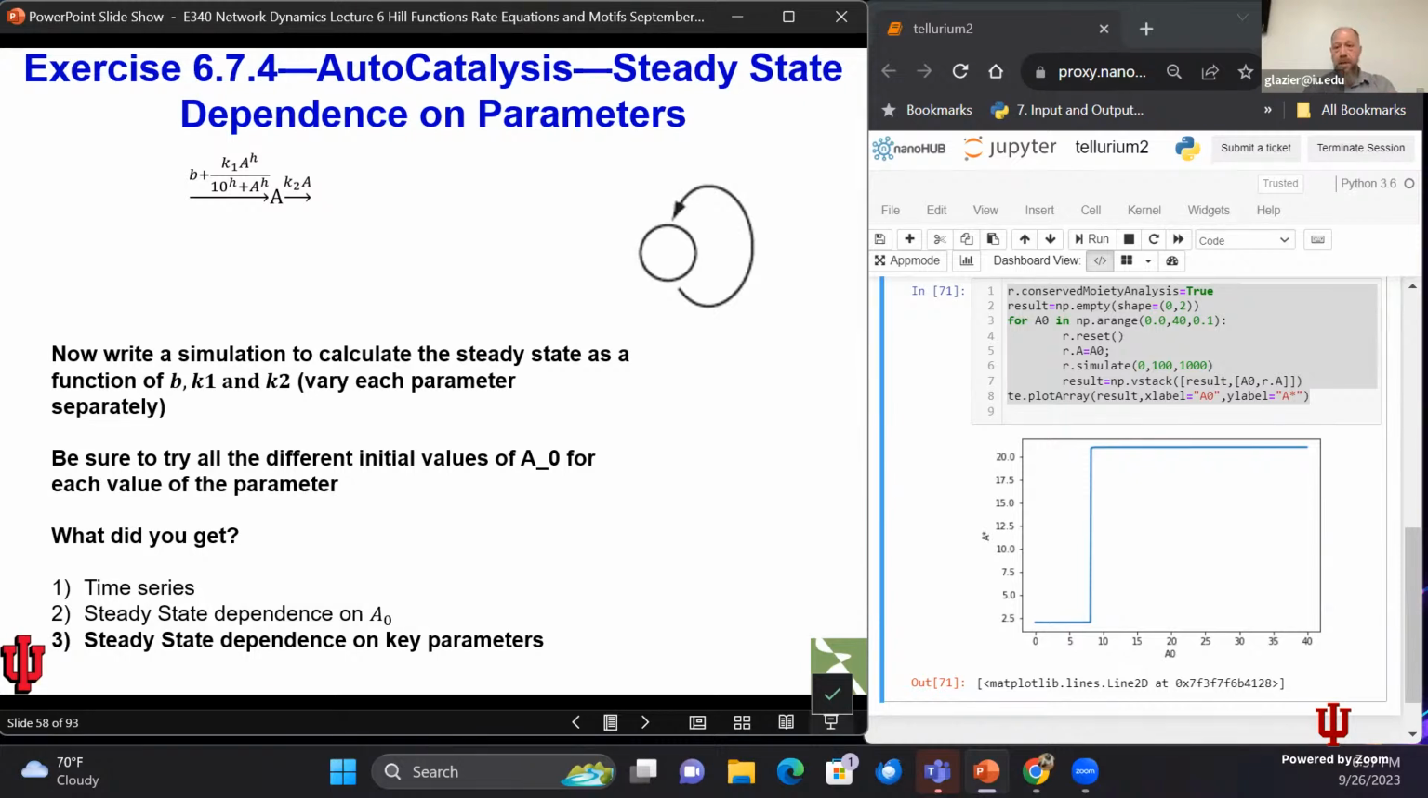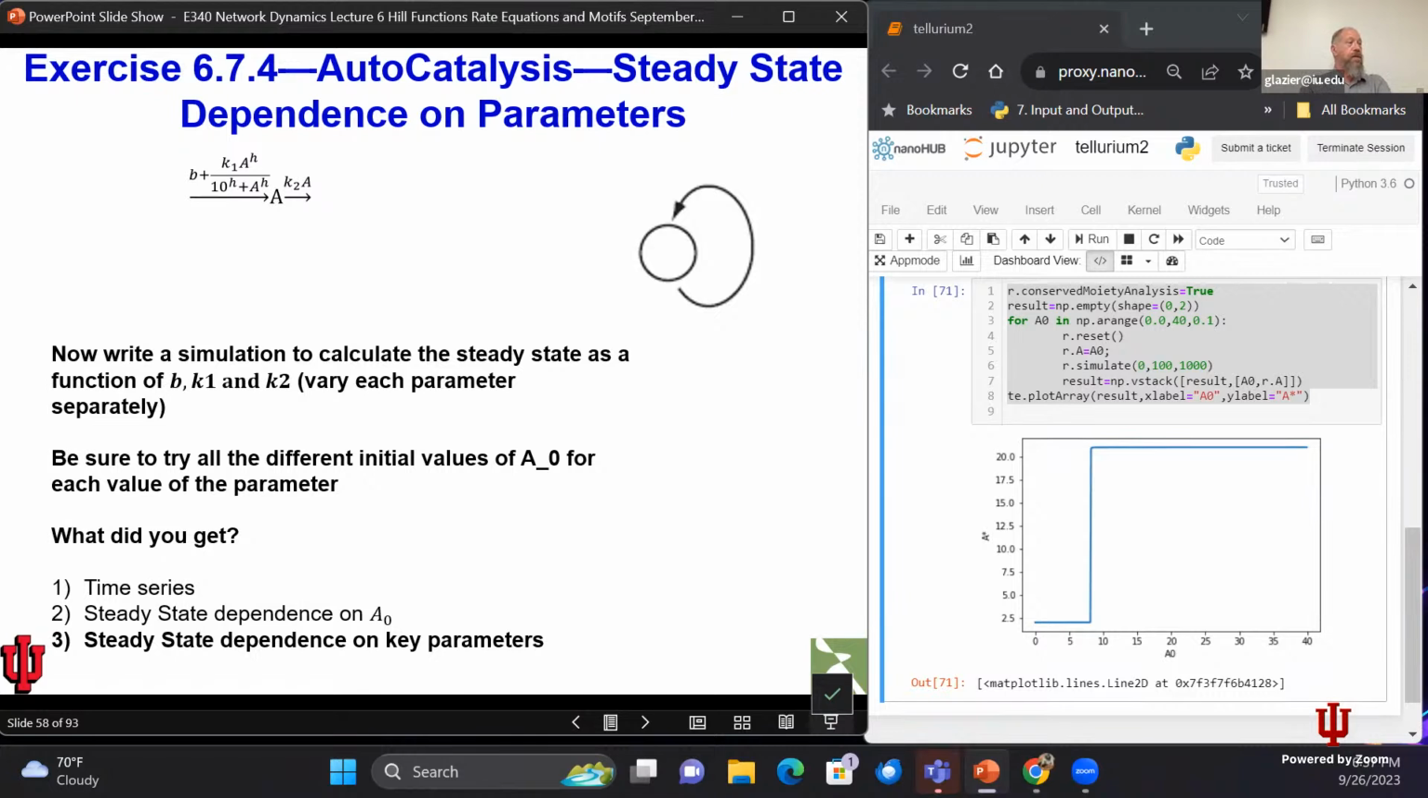Now I want you to do one more step. You can use the code that I put in the chat before where we scan 2 parameters. I now want you to scan the value of each of the parameters in the simulation separately. And instead of stacking A initial and A final, I want you to stack the parameter value and the value of A final.